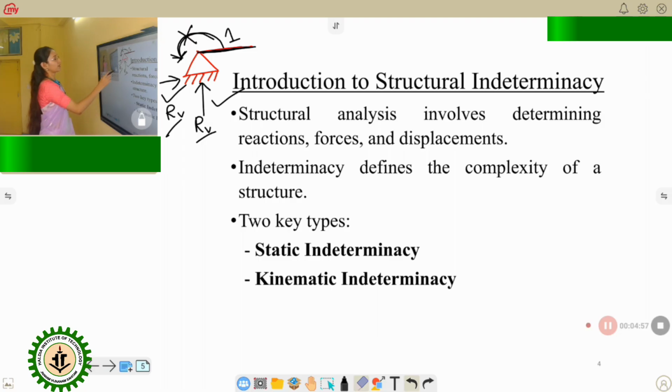Similarly, these types of structures are analyzed considering what type of end supports are there and how many reactions are available. In this condition, the reaction supports are available in a certain number. For the calculation of structural indeterminacy, for every type of structure and every type of end condition, the number varies.